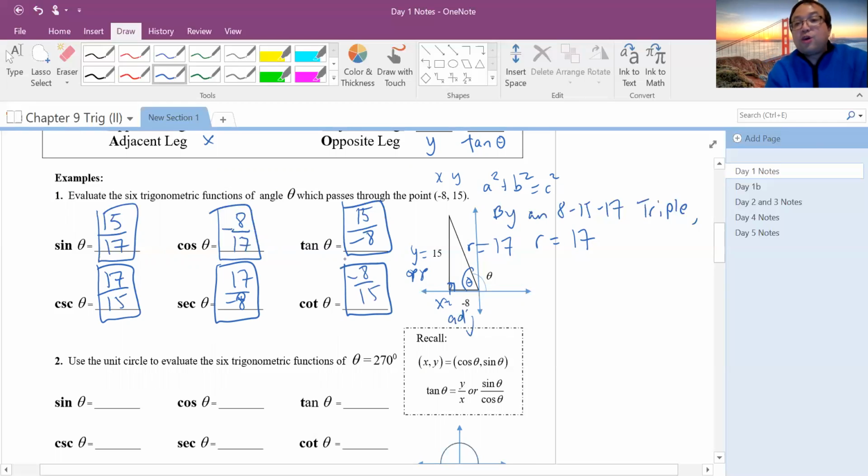Okay, so I can't stress this enough. If you know your triples, that will save you some time, and you don't have to do the Pythagorean theorem if it's one of those four triples I introduced to you earlier.